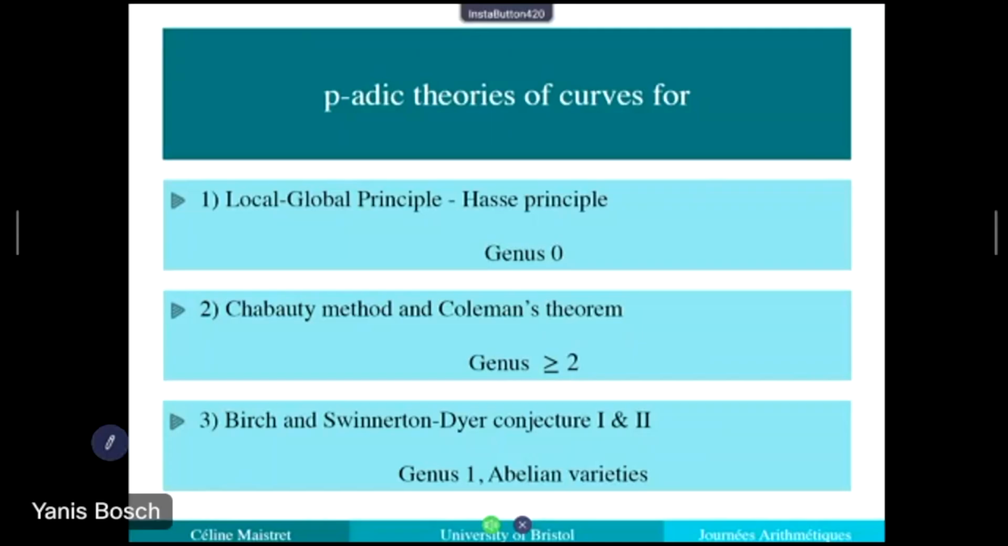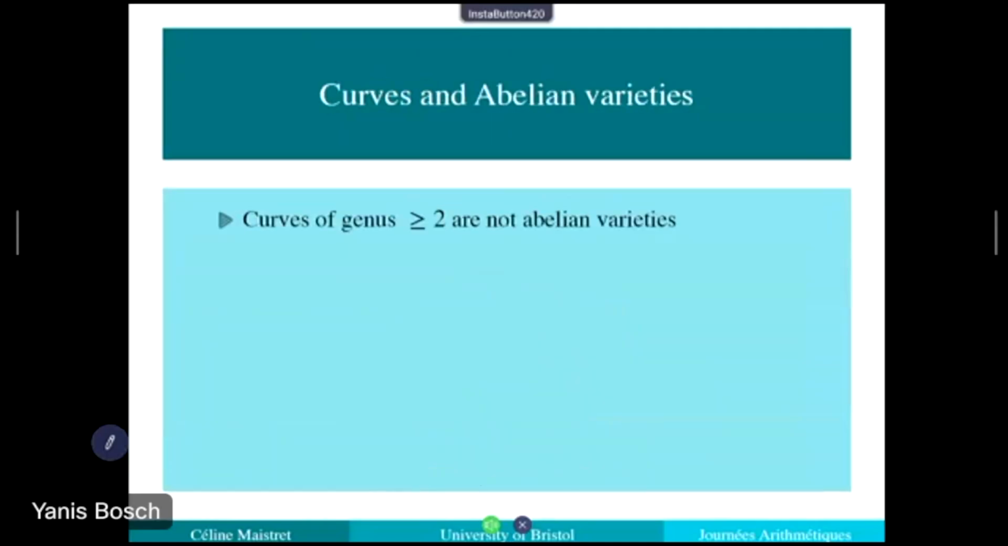So why is it that I stick to curves? How come I claim that I can use curves to understand abelian varieties? It's because of the following fact. Given a curve of genus 2 or more, they are not abelian varieties. There is no group structure on them.